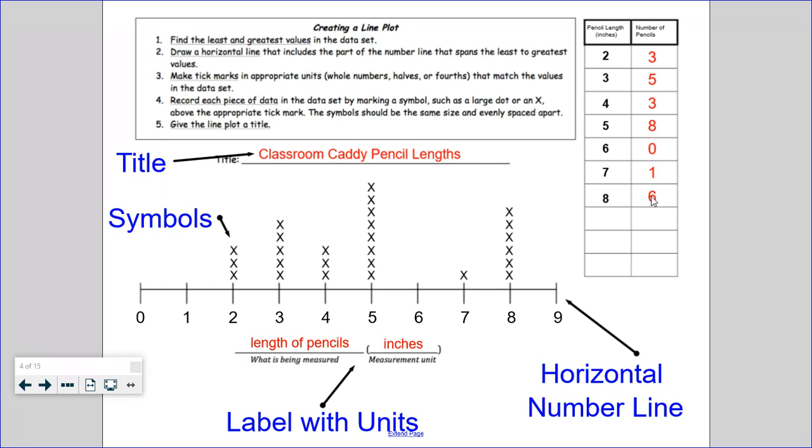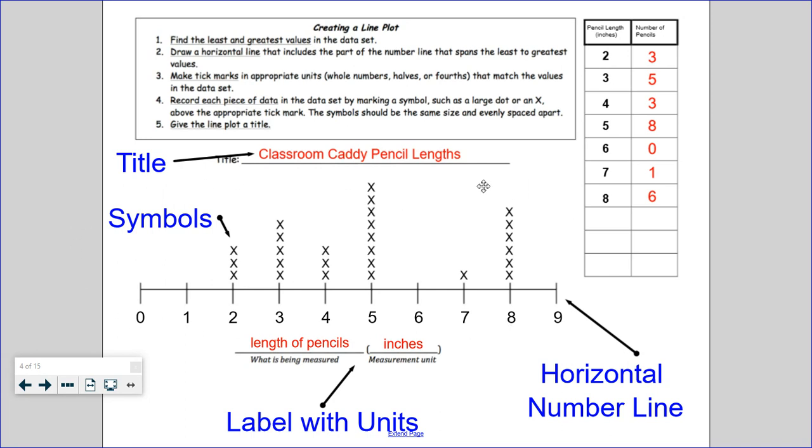Now, I'm not going to go through all this with you, but I want you to take a look at this line plot and see if you can figure out how many pencils measured 7 inches long. Okay, well, let's find the 7 inches. Remember, these are our inches down here. 7 inches. How many pencils were 7 inches? Just 1. How many pencils were 5 inches long? You're right, it would be 8. 1, 2, 3, 4, 5, 6, 7, 8.